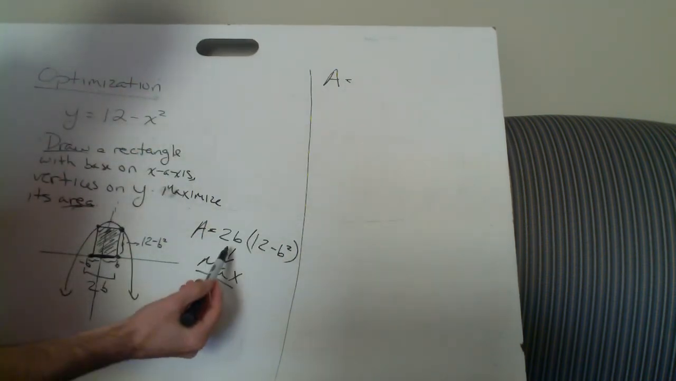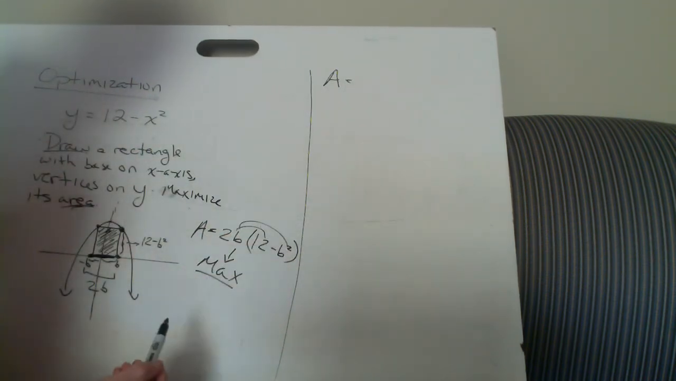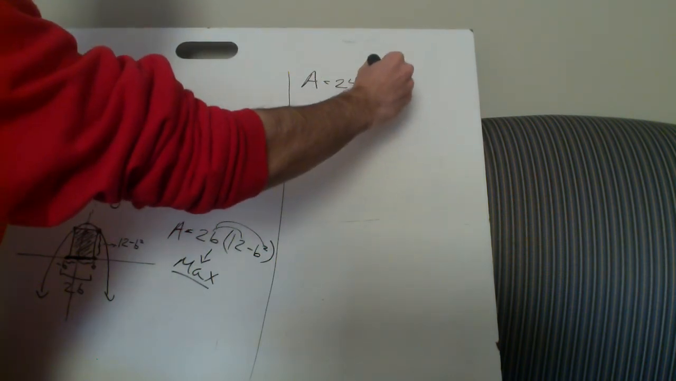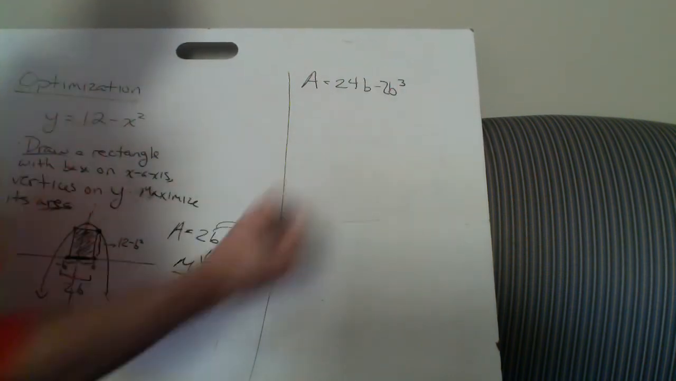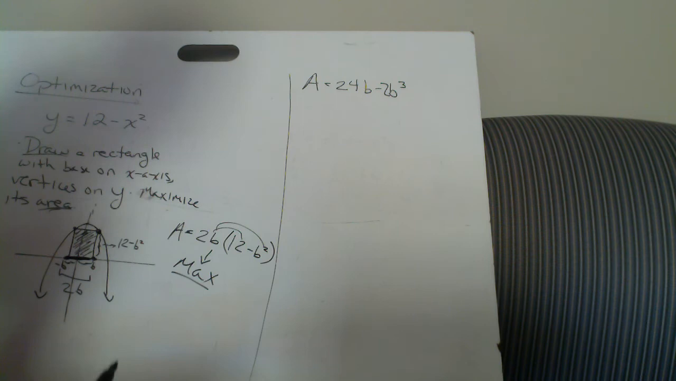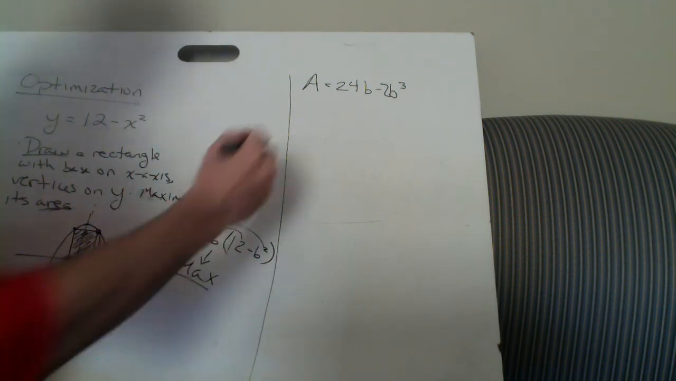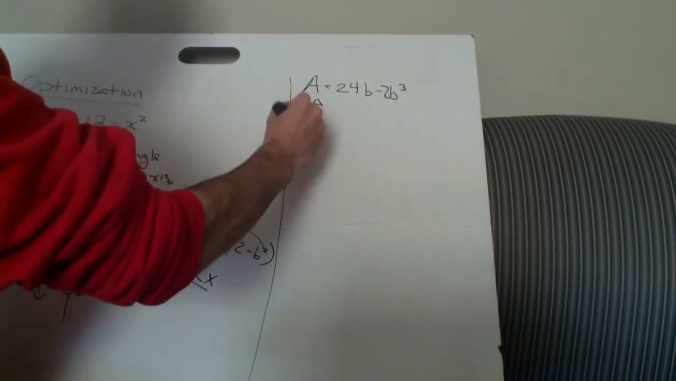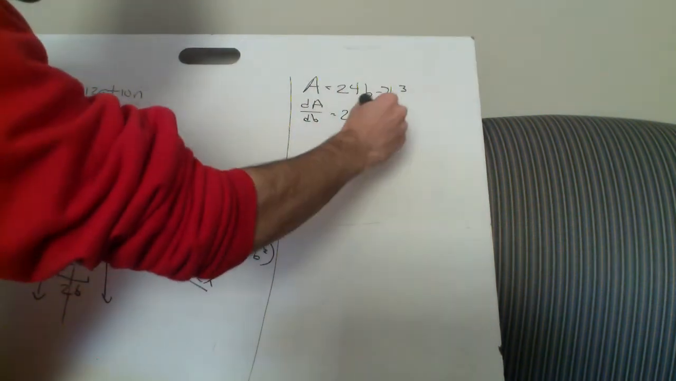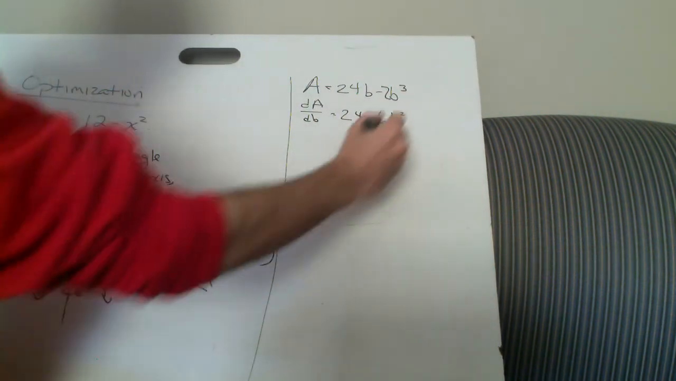Right. We have our A right here. I'm just going to distribute this, and I'll get 24b minus 2b cubed. To solve for b then, first I need to take the derivative and set that derivative to 0. So dA/db is going to be 24 minus 6b squared. And I'll set this to 0.